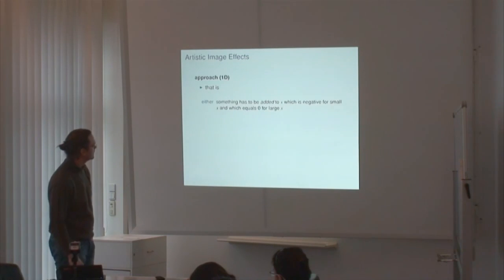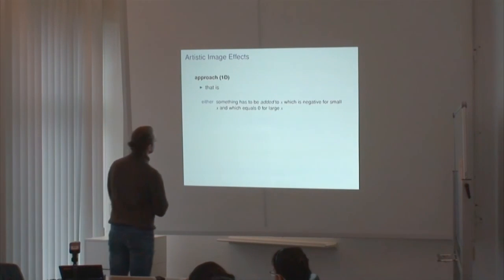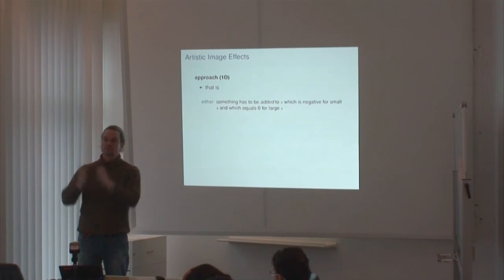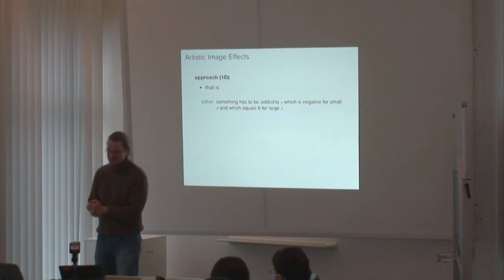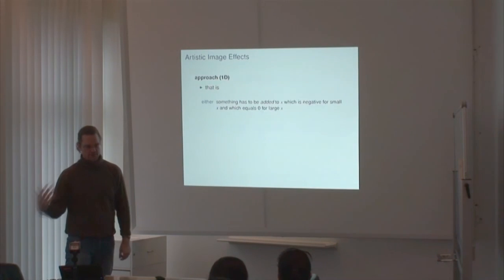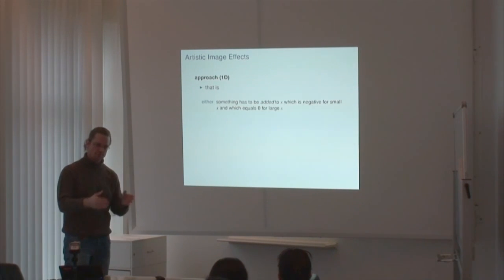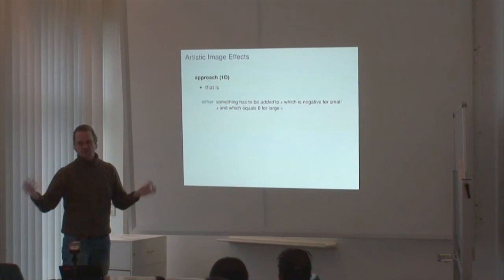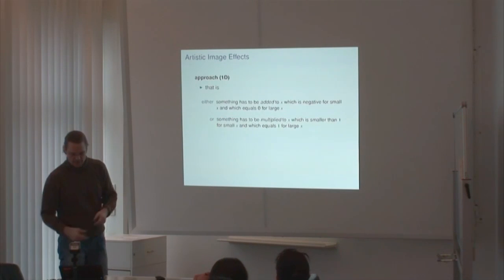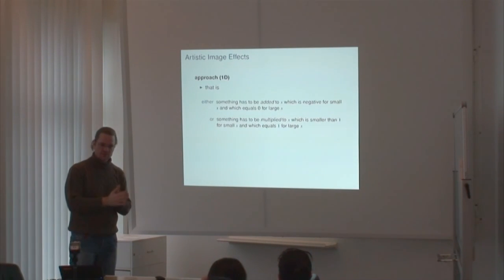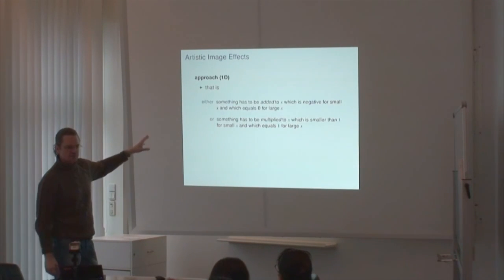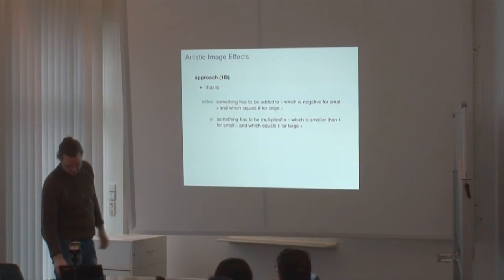In other words, given what we just discussed, either we add something to the coordinate x that is negative if x is small, and is 0 if x is large, because if we add something negative to something small, it becomes even smaller. If we add 0 to something, it remains untouched. Or we multiply x by something that is less than 1 if x is small, and becomes 1 if x is large. And in the previous slide, what I used was this idea of multiplication.